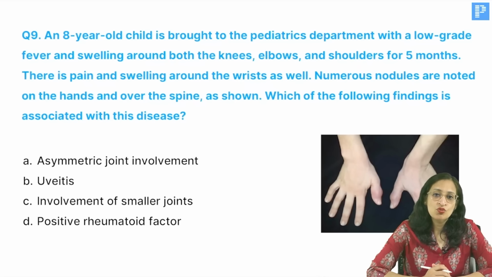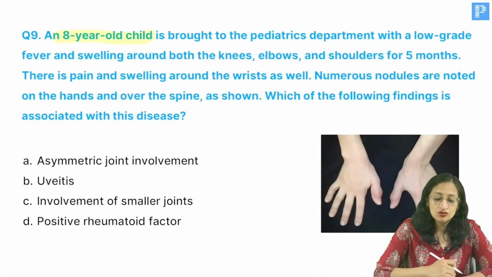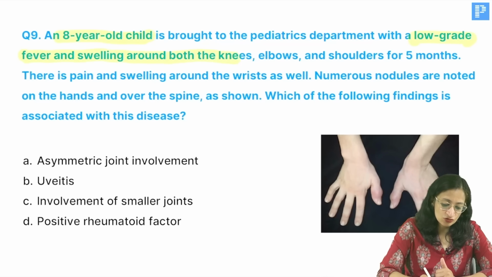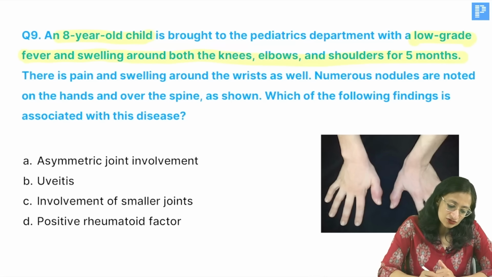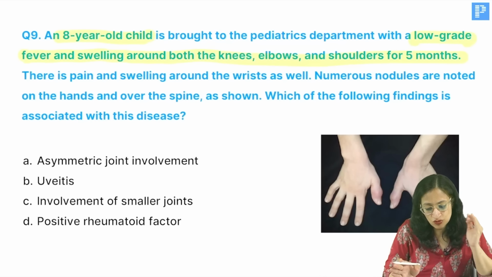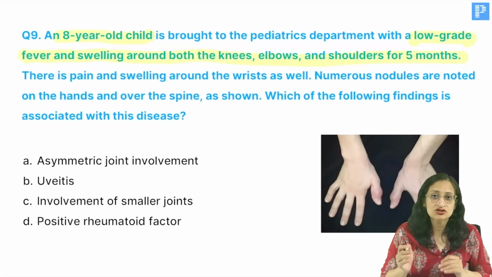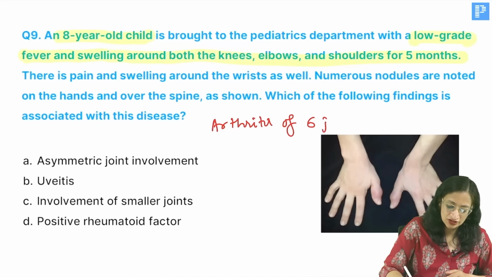So moving to one more similar question on this topic. You have an 8-year-old child who is brought to the pediatrics department with a low-grade fever and swelling around both the knees, elbows, and shoulders for 5 months. And there is arthritis in both the knees, elbows, and shoulders. So arthritis of 6 joints we have here already.